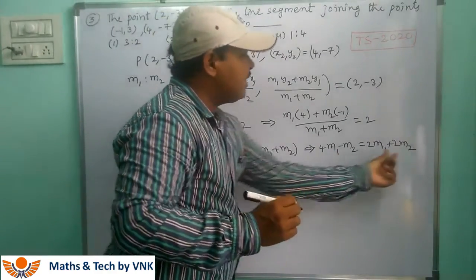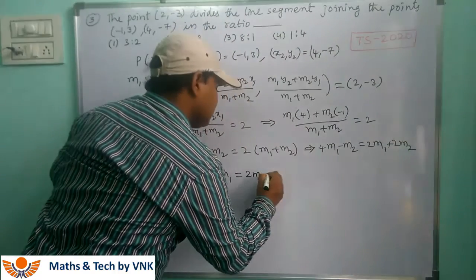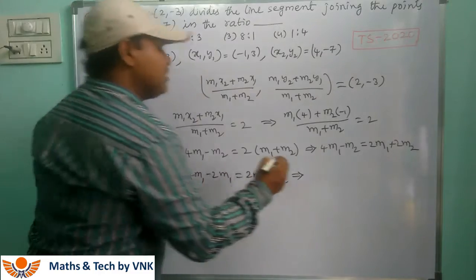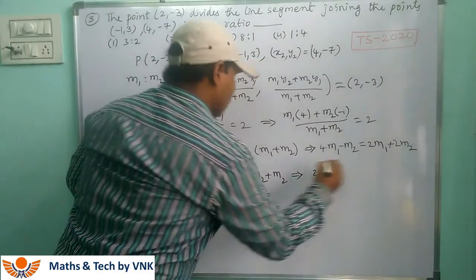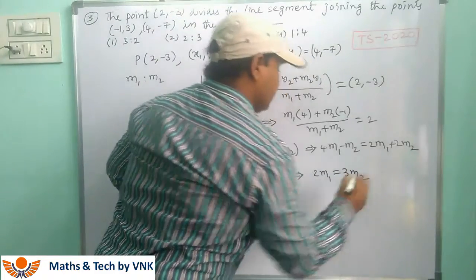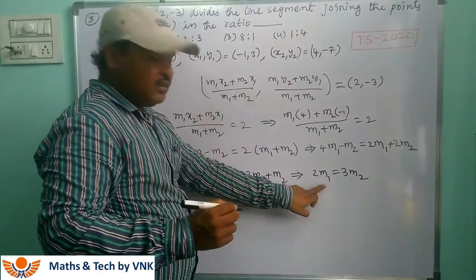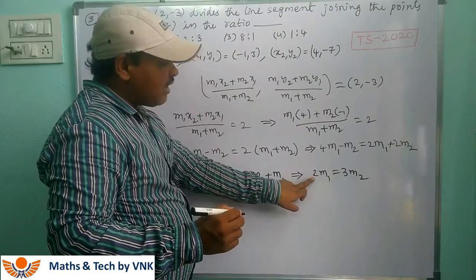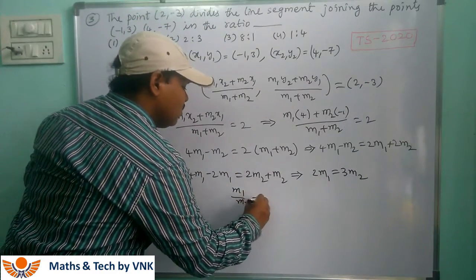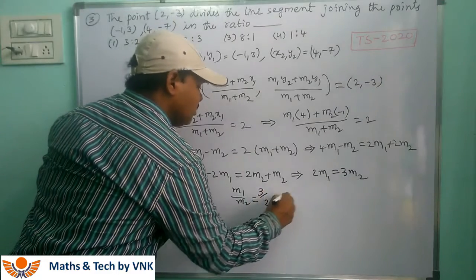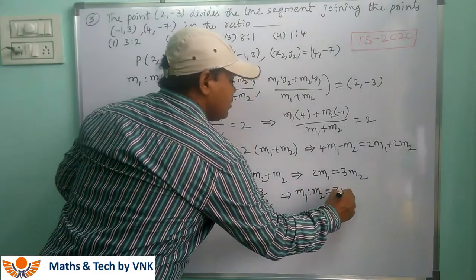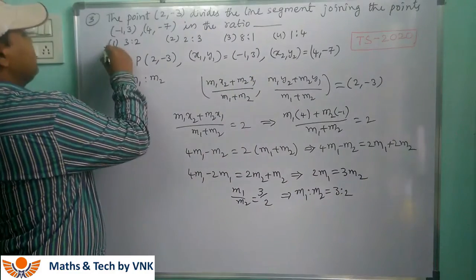So minus m2, taking it to the right side, becomes plus m2, which implies 4m1 minus 2m1, that is 2m1, is equal to 2m2 plus m2, which is 3m2. So m2 to the left side, it gets divided, and 2 to the right side, it gets divided. So m1 by m2 is equal to 3 by 2. The ratio m1 is to m2 is equal to 3 is to 2. So the correct option is 1.